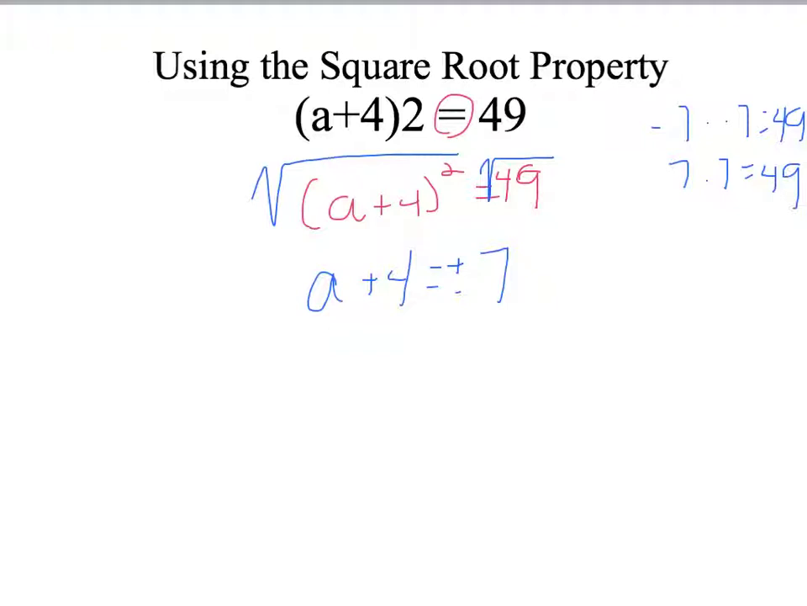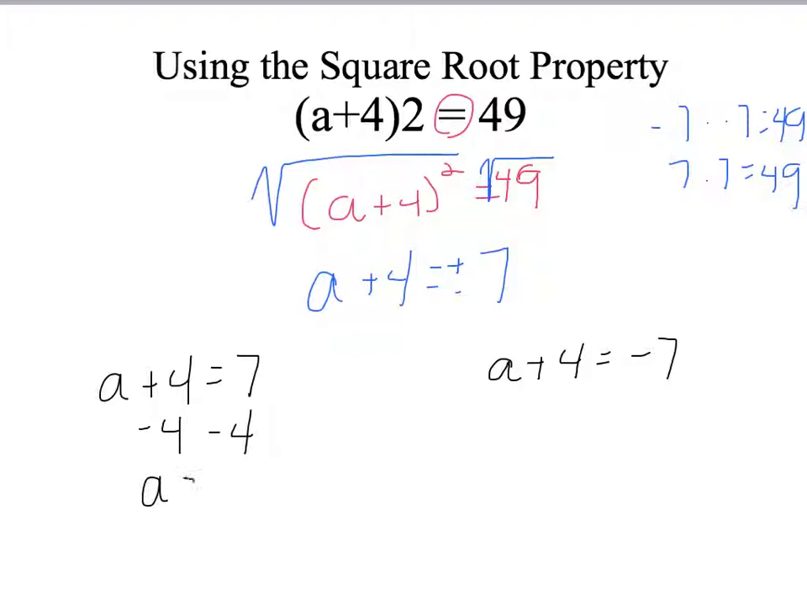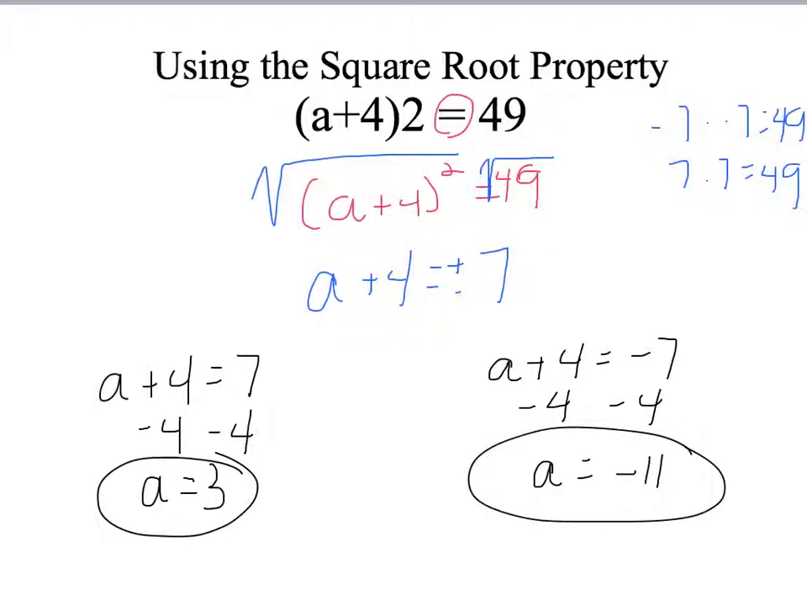So now I actually have two equations here, okay? I have a plus 4 equals 7, and I also have a plus 4 could equal negative 7. Okay, solving for a, I get a is equal to 3, and solving for a over here, I get a is equal to negative 11. Okay, so I have two answers here. A is 3, and a is negative 11.